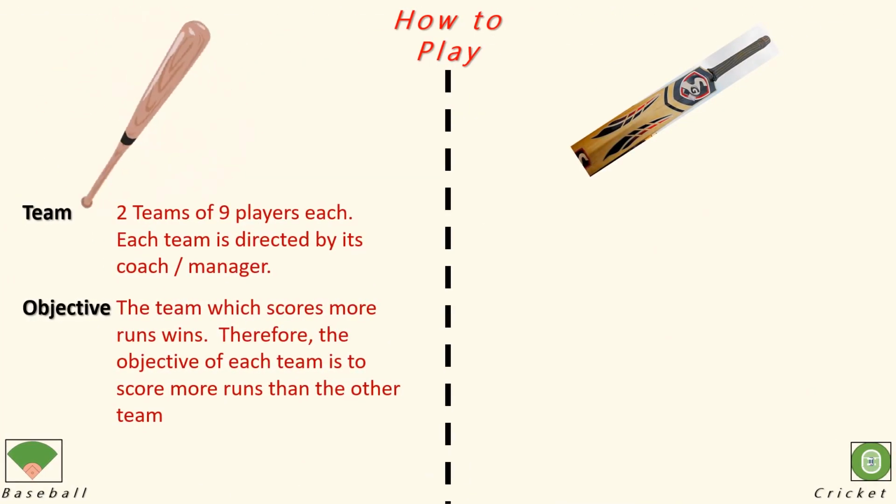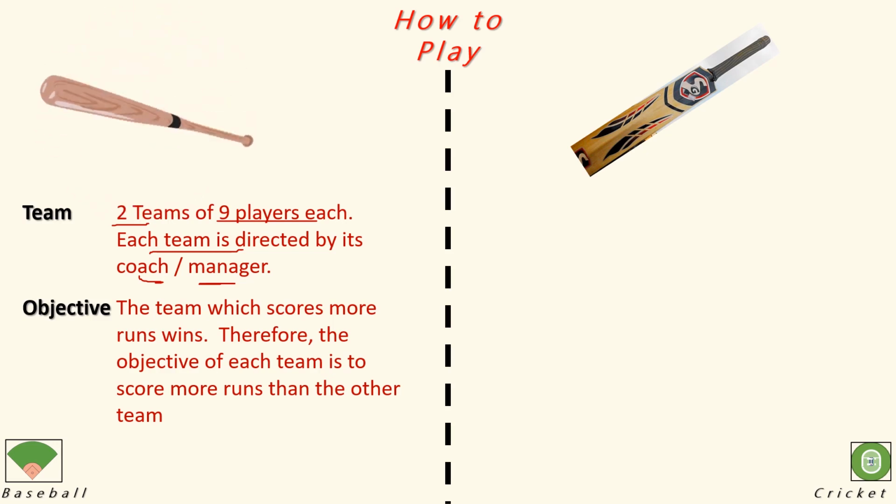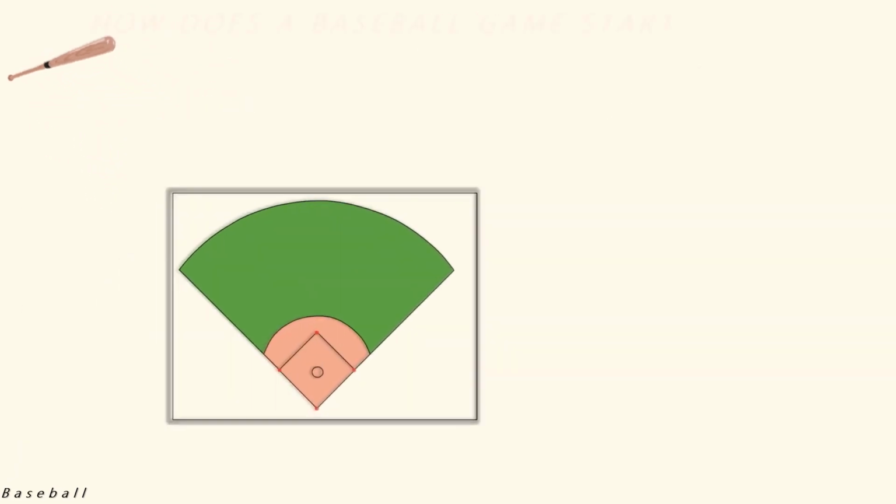Let's now see how the baseball game is played. It is played between two teams of 9 players each, and each team is directed by its coach or manager. Unlike cricket, having a captain in a baseball team is not mandatory. In baseball, a captain position is sometimes given to a member of the team to acknowledge his leadership. The team which scores more runs wins. Therefore, the objective of each team is to score more runs than the other team.